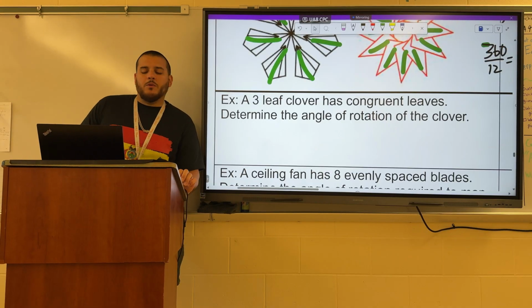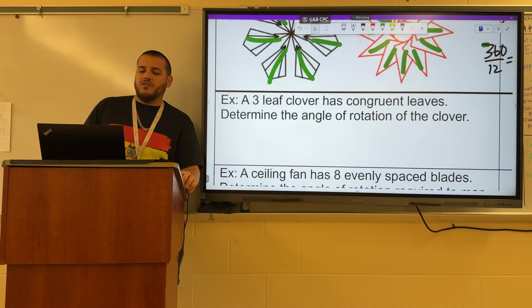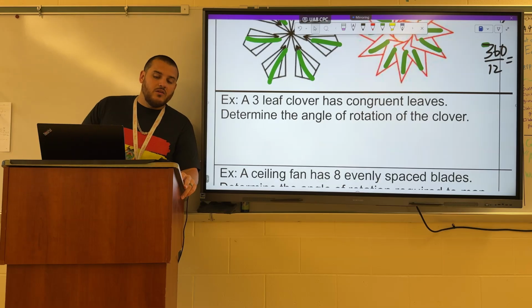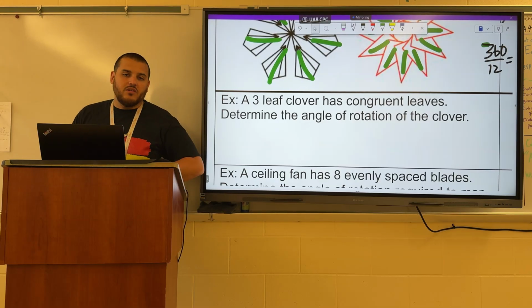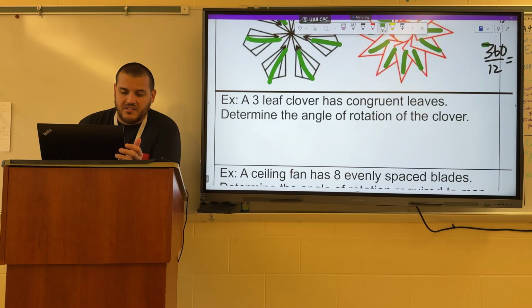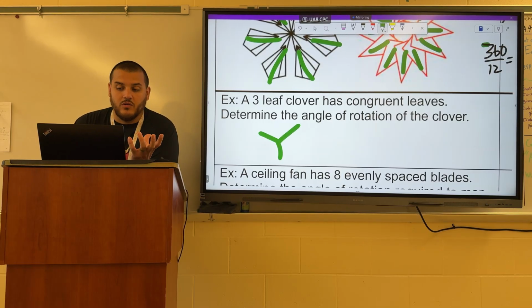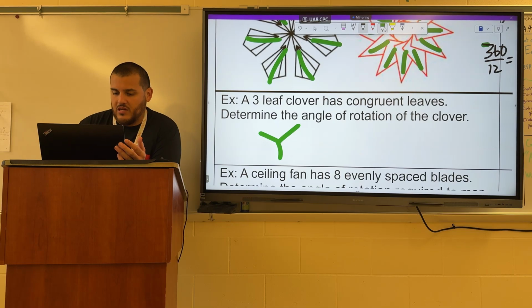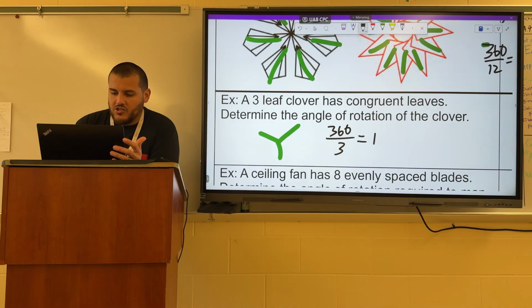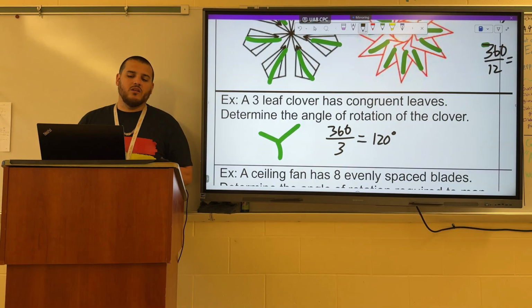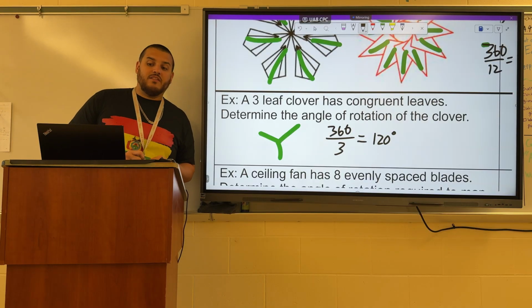Again, making sure that you have experience here without a figure actually being drawn. This says a 3-leaf clover has congruent leaves. Determine the angle of rotation of the clover. So again, that's just us saying that there are 3 limbs on this thing. They're congruent to each other, so we're assuming that this has rotational symmetry. So we're going to do 360 divided by that number of limbs, or in this case, the number of leaves, and that would give us 120 degrees as the angle of rotation for that clover.